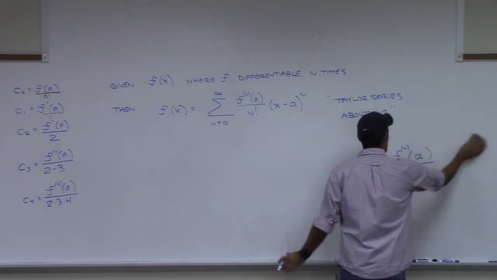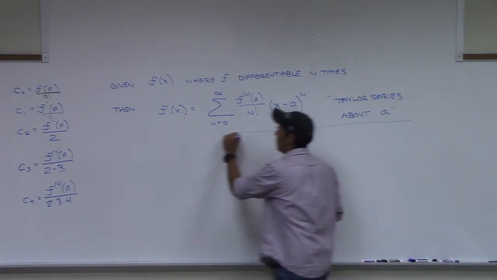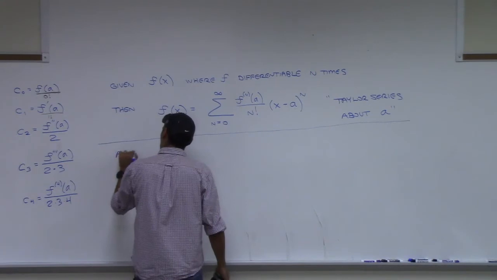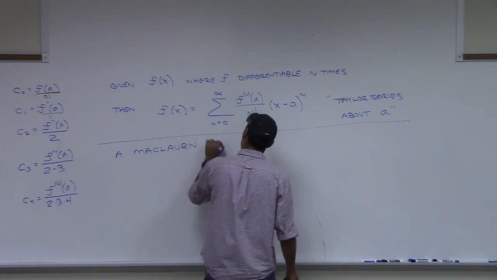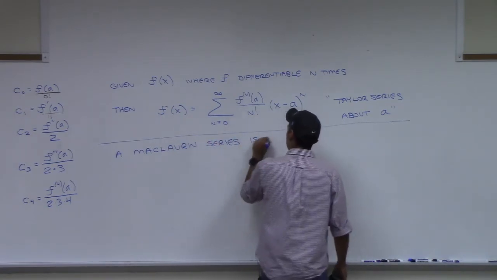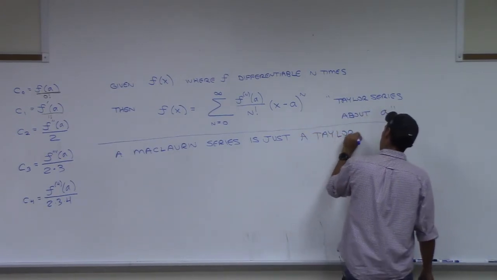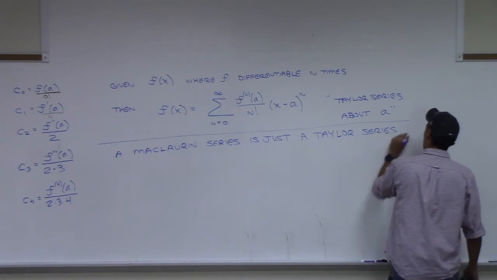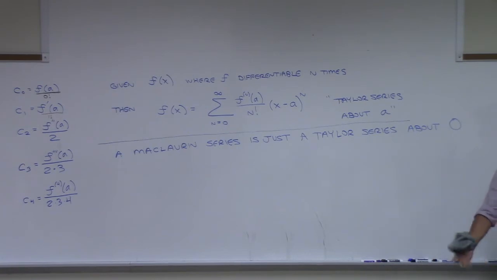Any questions on that? One more thing on top of this. A Maclaurin series is just a Taylor series about 0. So a Maclaurin series is a very specific version of Taylor. It's when a is 0.